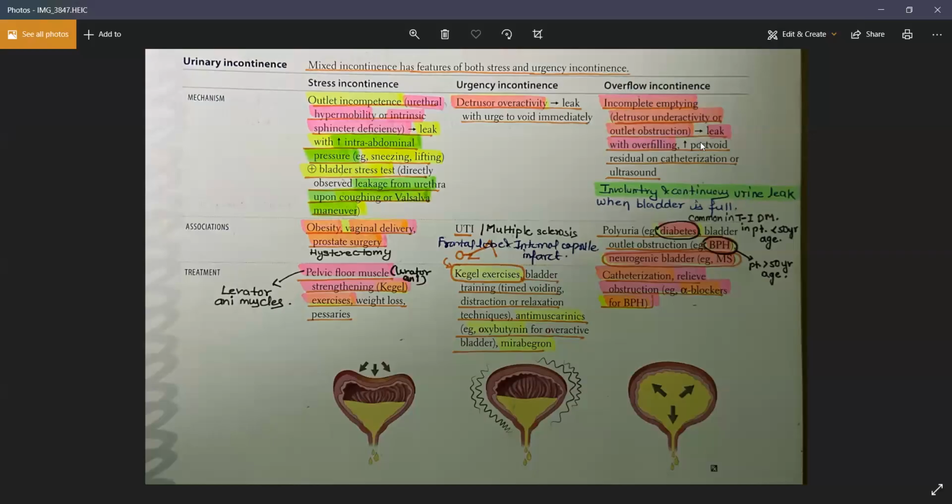Because of this overflowing, the patient also gets frequent nighttime micturition. They always micturate at night without even drinking water because of this overflowing of the urinary bladder, right? Now, associations: one thing is diabetes.